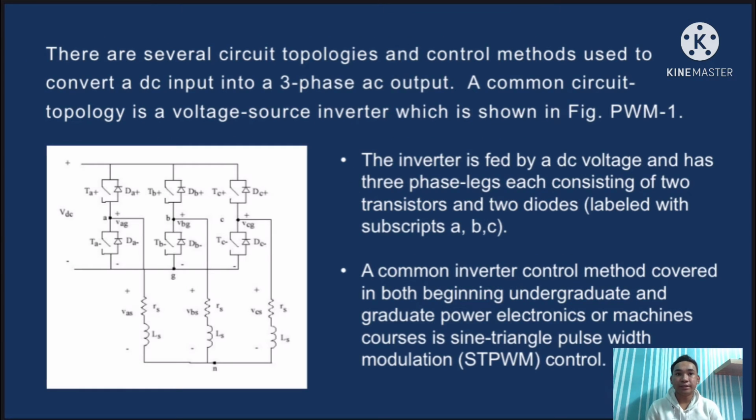Then there are several circuit topologies and control methods used to convert a DC input into a three-phase AC output. A common circuit topology is a voltage source inverter, which is shown in figure PWM1. The inverter is fed by a DC voltage and has three phase legs, each consisting of two transistors and two diodes.